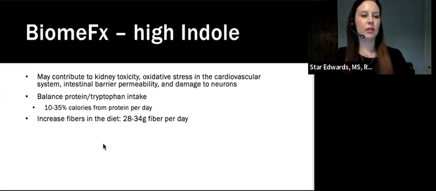At the same time, it's really important to increase fibers in the diet. We need 28 to 34 grams of fiber. Most of us only get half of that.